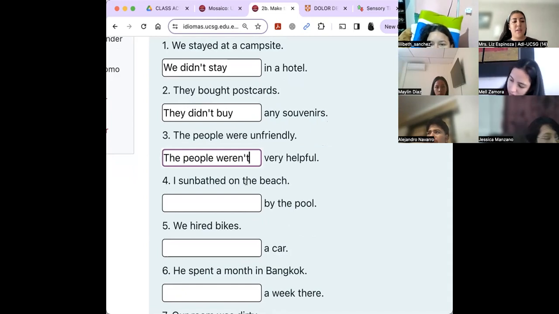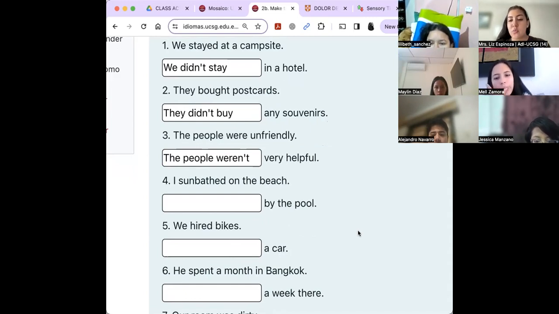So instead of "the people were," it's "the people weren't," or "were not," it's the same. If it's was, wasn't; were, weren't. So when you see the verb to be, always remember, this is special. I don't need the auxiliary like for the rest of the verbs. It has its own negative.